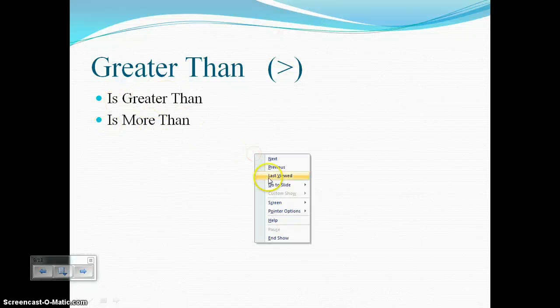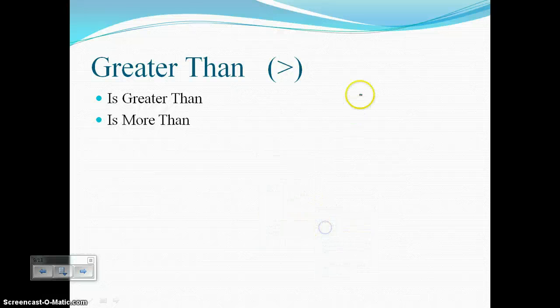Okay, let's look at greater than. Greater than is is greater than and is more than. Again, the same thing goes for greater than and addition. Remember, for addition, we saw the words more than.